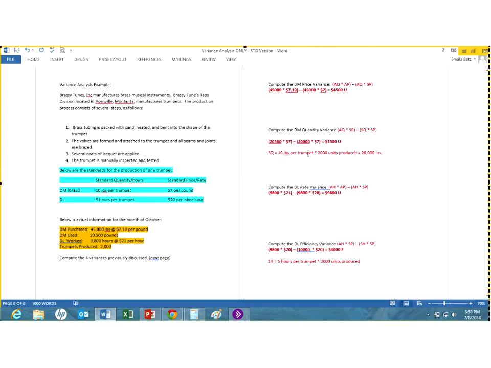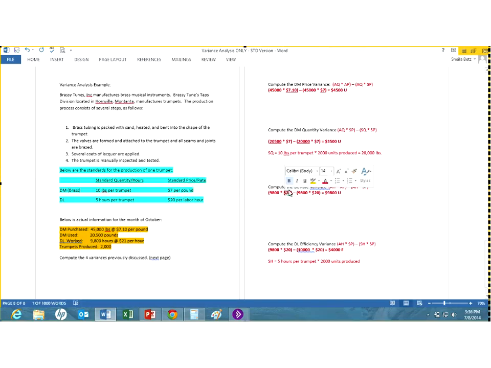Now let's look at the direct labor rate variance, where we're going to look at the actual hours worked times the actual price minus the actual hours worked times the standard price. So the actual hours worked, it says here, is 9,800 hours. And then we're going to times that by the actual price of $21 an hour. And then we're going to take the actual hours worked of 9,800 times the $20 per hour that we had expected to pay, that I get up here in the standard information.